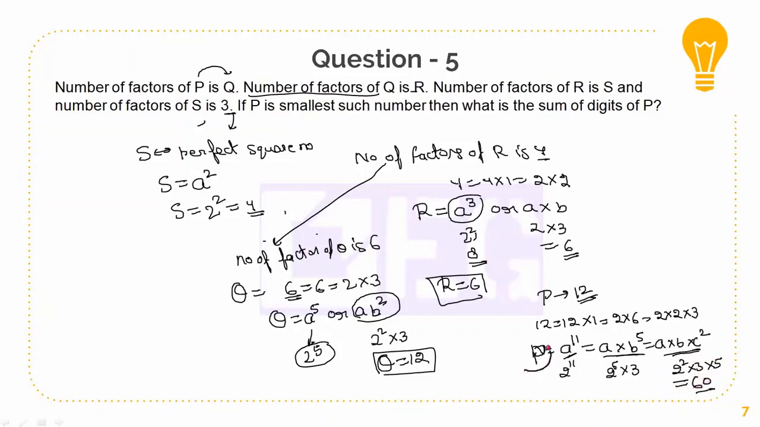So the smallest value of p will be equal to 60, and what is the sum of digits? That will be 6 plus 0, which is equal to 6. So the smallest such number will be equal to 6. This fifth question is really important. It contains 4 questions in itself.